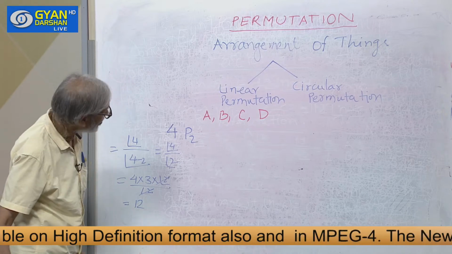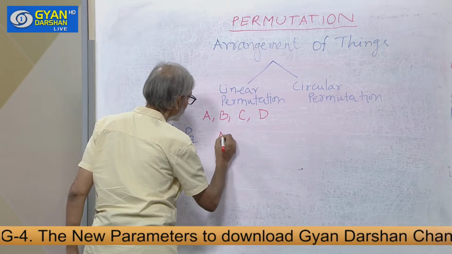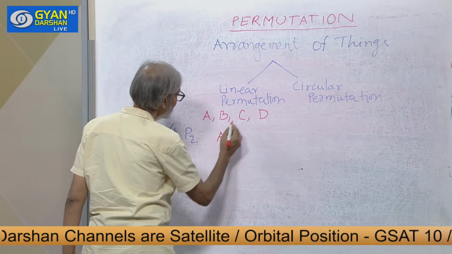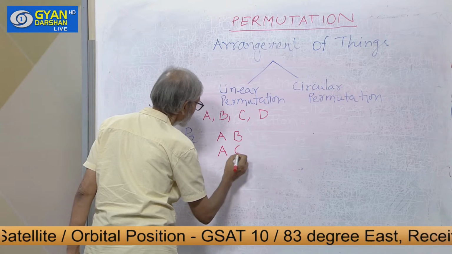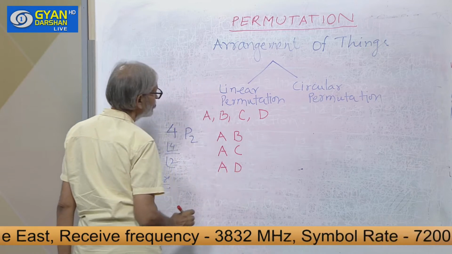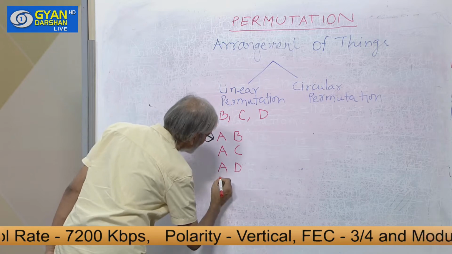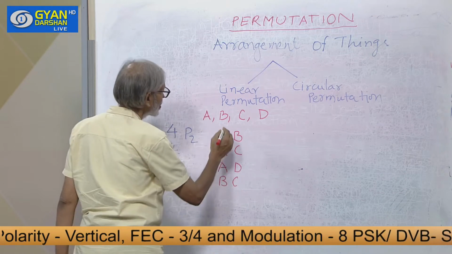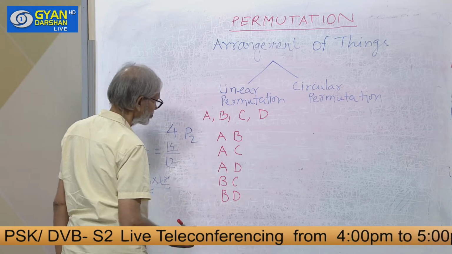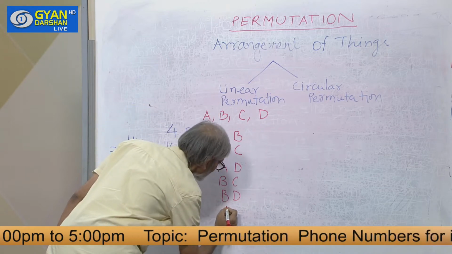Let us see what are these ways. So, we are taking 2 at a time. So, we can take A and B. Now, other 2 can be A and C, other 2 can be A and D, then starting from B, other 2 can be B and C, and then B and D, and then the last combination C and D.